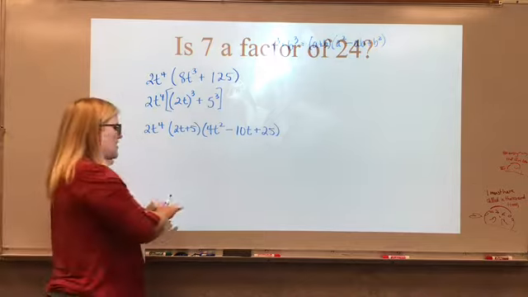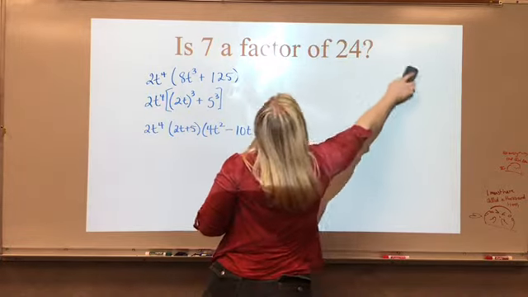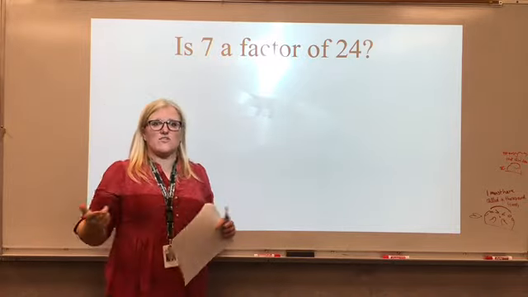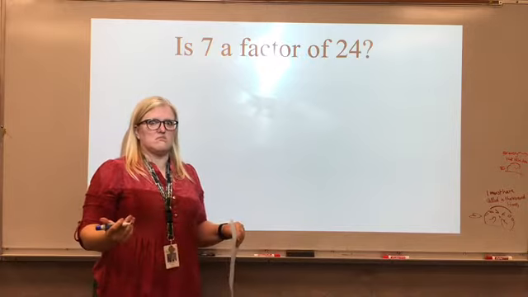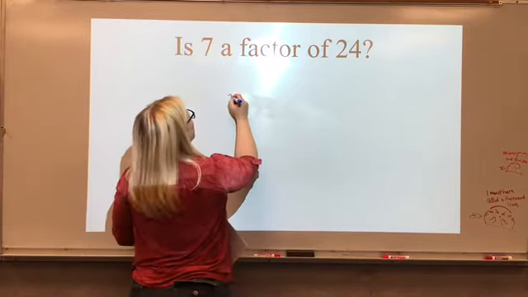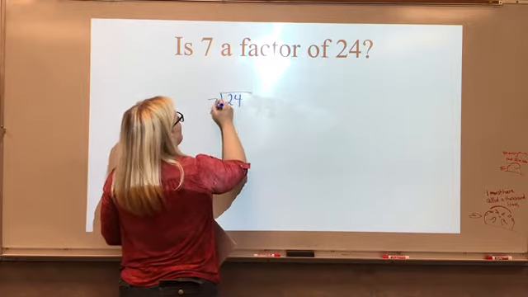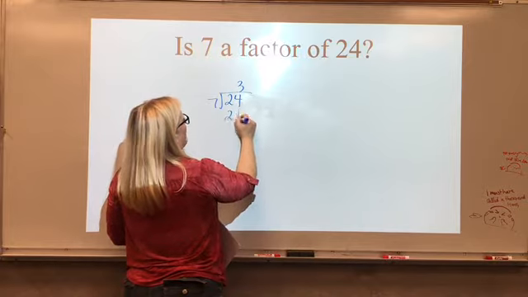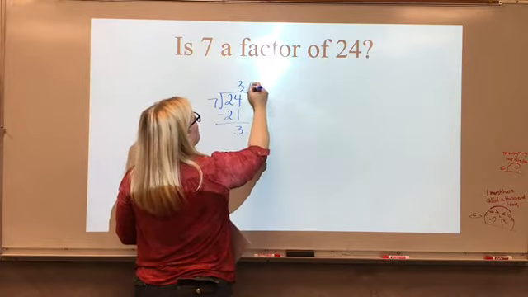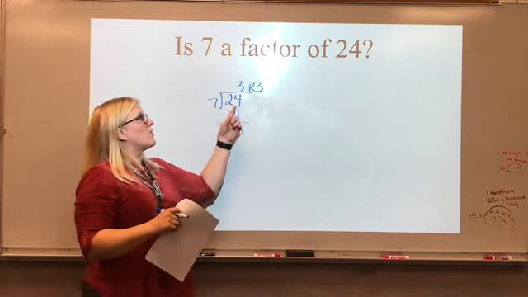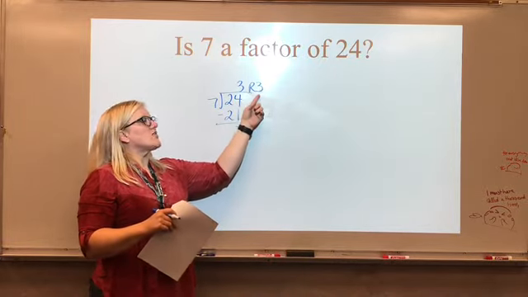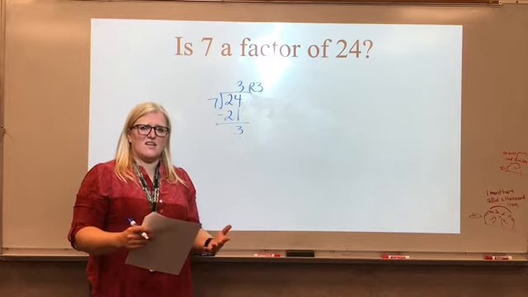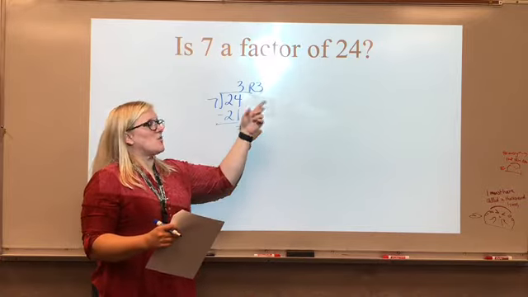All right, so moving on to the factor theorem. Let me ask you this question. Is 7 a factor of 24? No, it's not. If I did this long division, 7 goes into 24 3 times. 3 times 7 is 21. I'm left with 3, so my remainder is 3. So 7 goes into 24 3 times with a remainder of 3. If something has a remainder, it means it doesn't go in exactly. You can't divide 24 by 7.